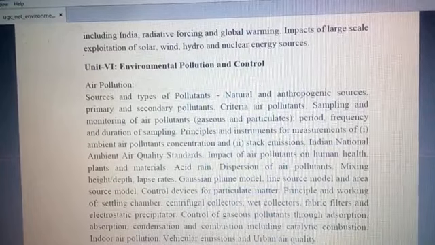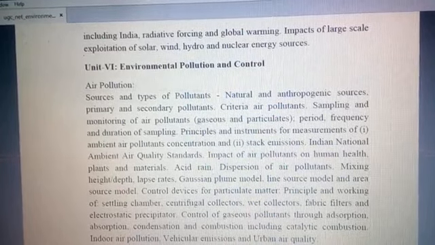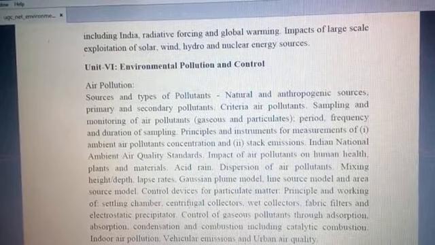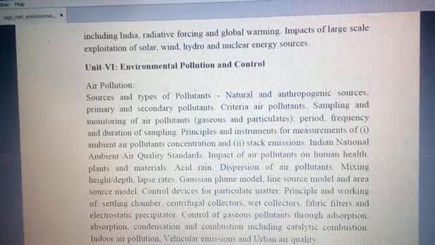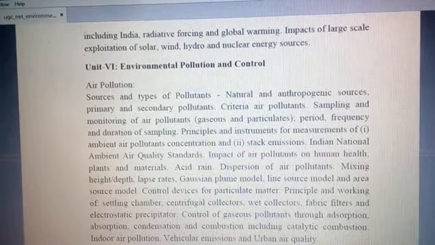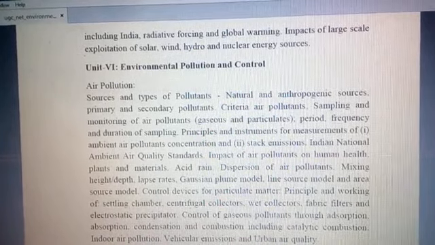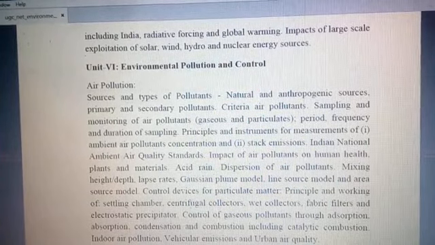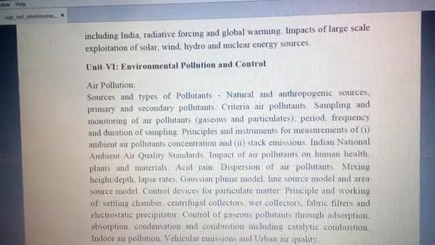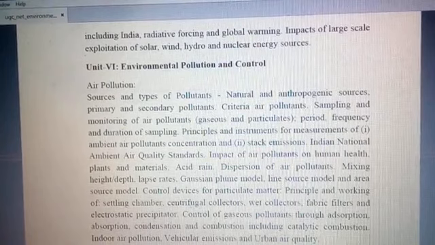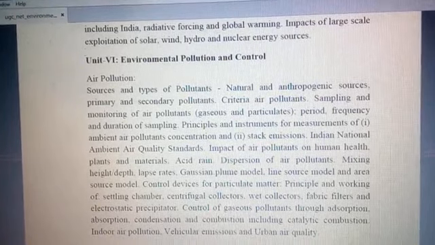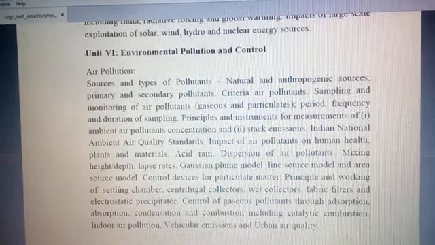Control devices for particulate matter, principle and working of settling chambers, centrifugal collectors, bed collectors, fabric filters and electrostatic precipitator. Control of gaseous pollutants through absorption, condensation and combustion including catalytic combustion. Indoor air pollution, vehicular emissions and urban air quality.